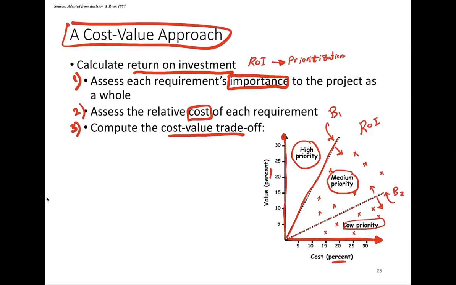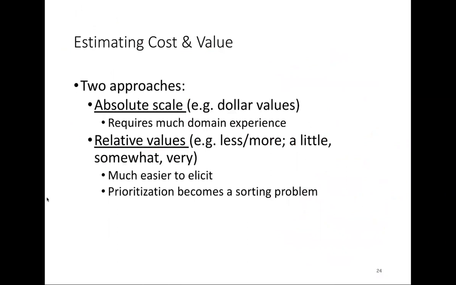How do we actually estimate the cost and value of each requirement? It could be done using 2 approaches. Either by using the absolute scale, where you consider the exact dollar value, which requires an expert to do it. The expert must be very experienced in the domain to directly and exactly calculate the dollar amount for each cost and value. The other one is a relative approach. The relative approach doesn't calculate absolute values; it calculates relative values.